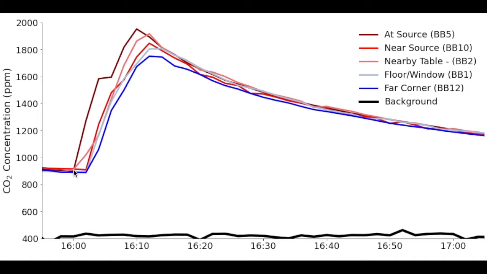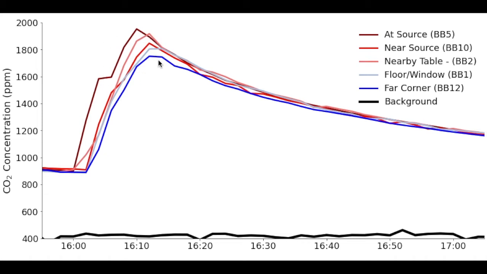This nearby table, which we kind of saw in the last experiment, is actually closer than this near source beacon, has the second fastest response, and then the three other ones have a very similar response time. However, again, we see that because this beacon that's furthest away is furthest away, it still takes a little bit more mixing.